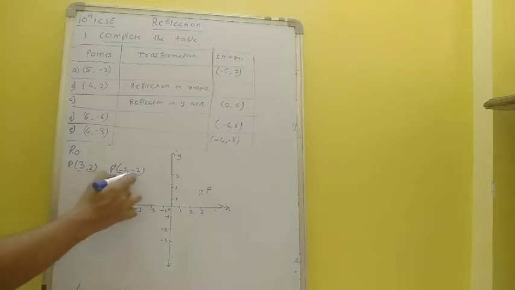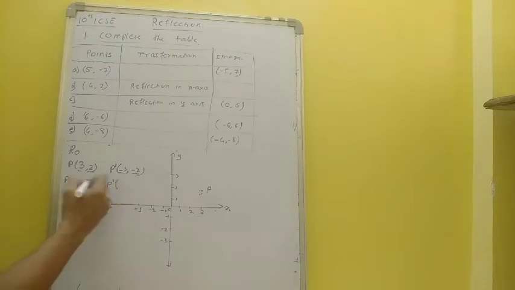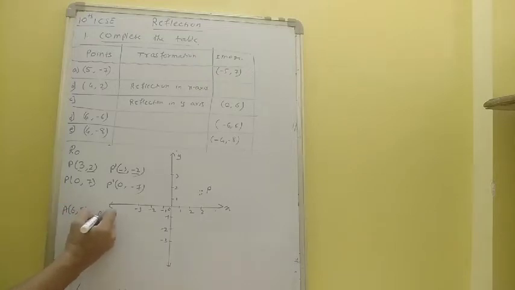Both its values, the signs will change, of x also and y also. 3 has become minus 3, 2 will become minus 2. If we have a point 0 comma 7, 0 doesn't have a negative sign, it is as it is, and it becomes minus 7. If point A is 6 comma 8, so A dash will become minus 6 comma minus 8. Okay, so this was the reflection in origin. Before this was reflection in y-axis, and first we saw reflection in x-axis.